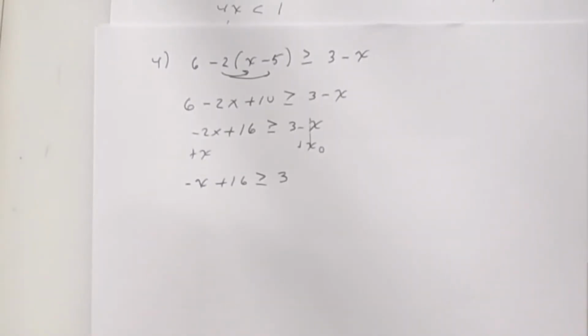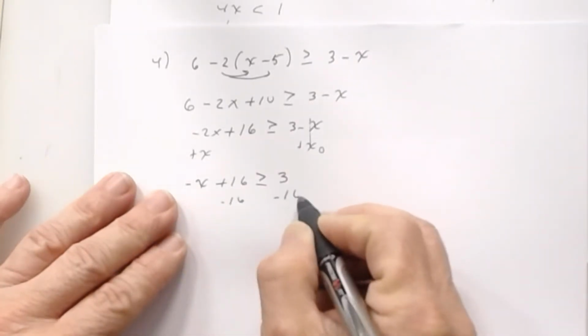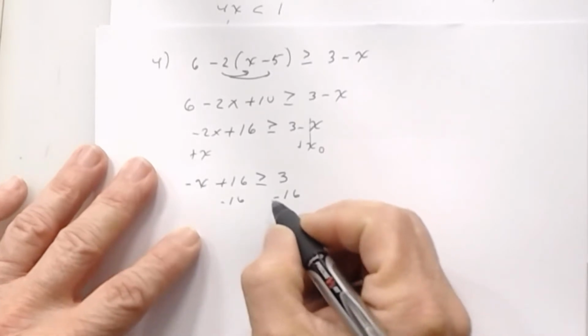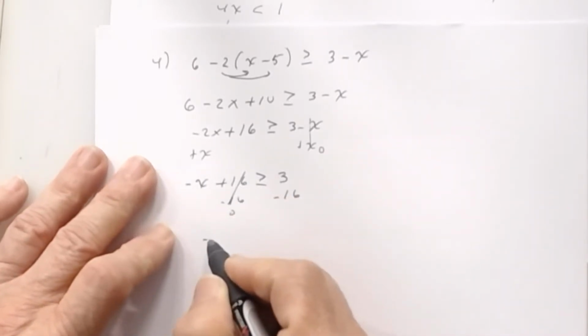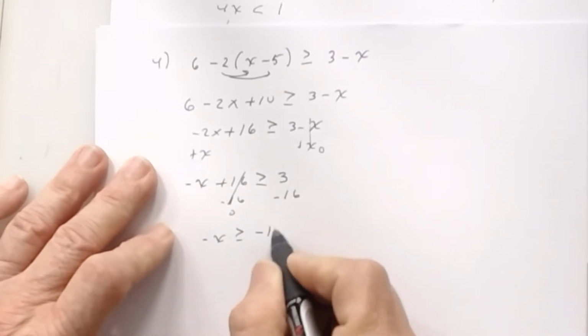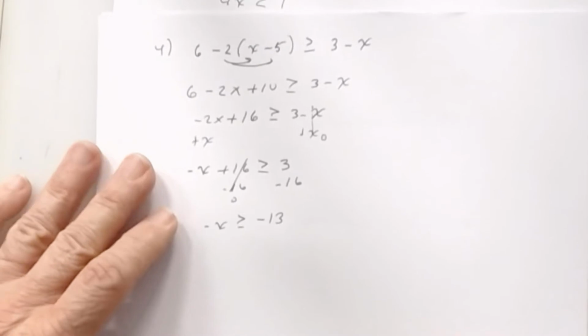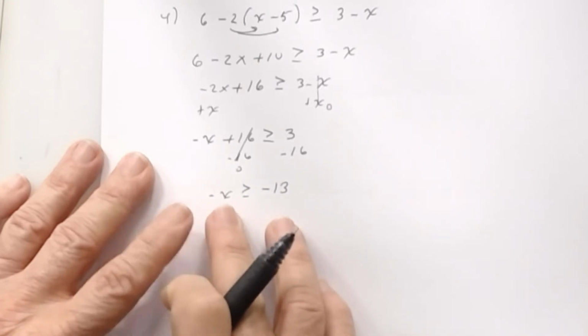What's the next step? Subtract 16. Okay. And combine like terms, the 16s add to 0, so I get negative x is greater than or equal to what number? Negative 13. Yeah, okay. All right, now I've got to get x by itself. I don't have x by itself. What do I have on this side?